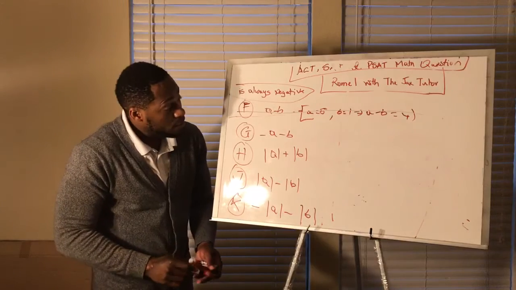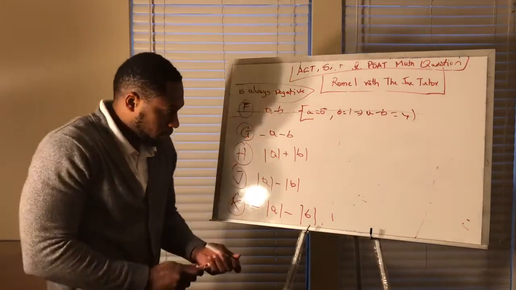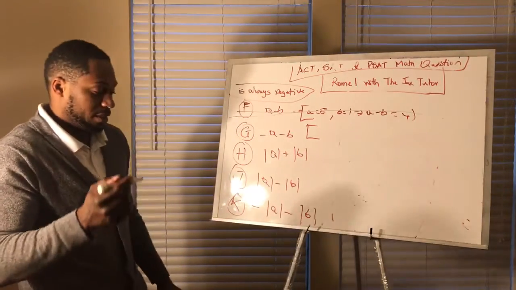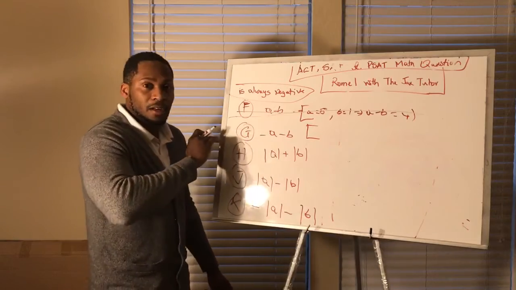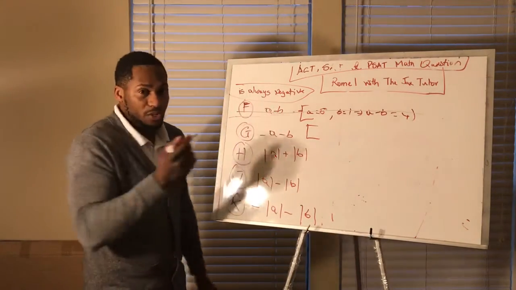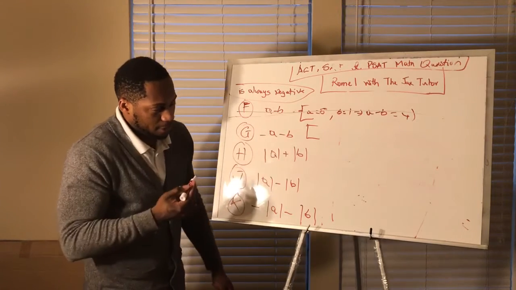All right, so the second one is minus A minus B. So again, let's try to find a counter example for this. So it's an example that proves that this is not always possible. That's what you do when you have always in a sentence. So let's find a counter example for this.